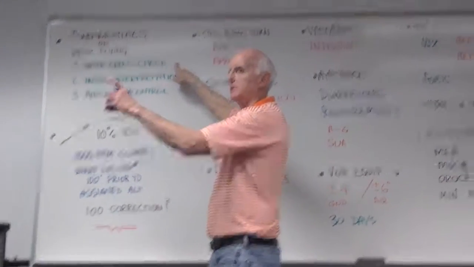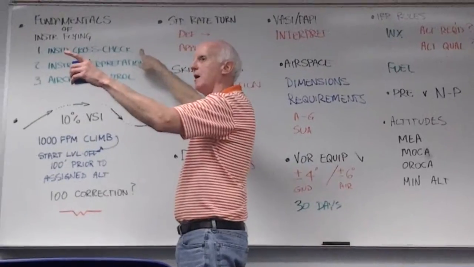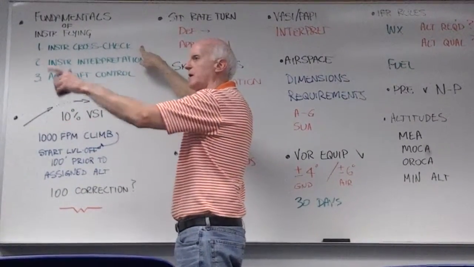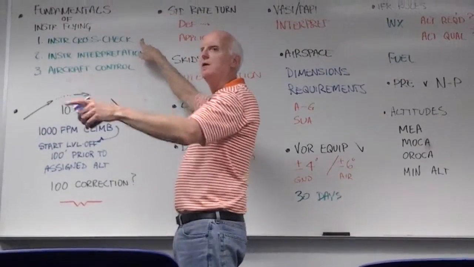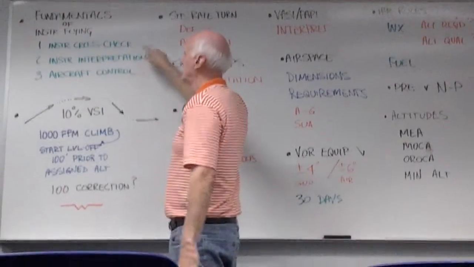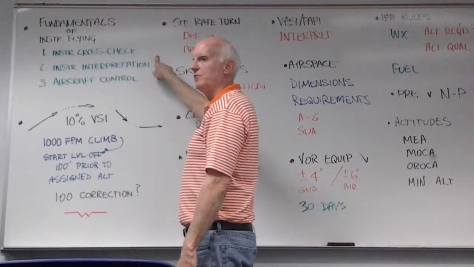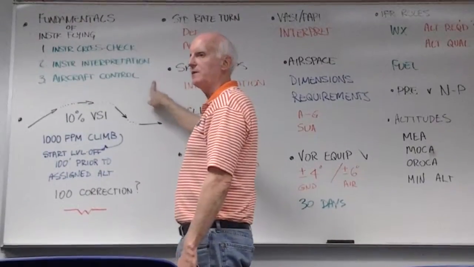Recognize them as attitude indicator, and then spoken out from that: the altimeter, airspeed indicator, VSI, the tachometer. It's always, everything goes back to the attitude indicator. But you also got to be able to interpret. So you keep your cross-check moving, you interpret the instruments correctly, and then you maintain aircraft control.